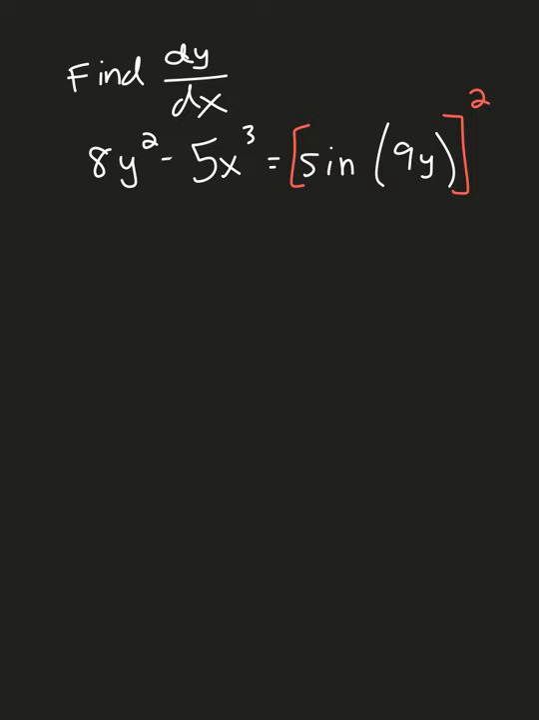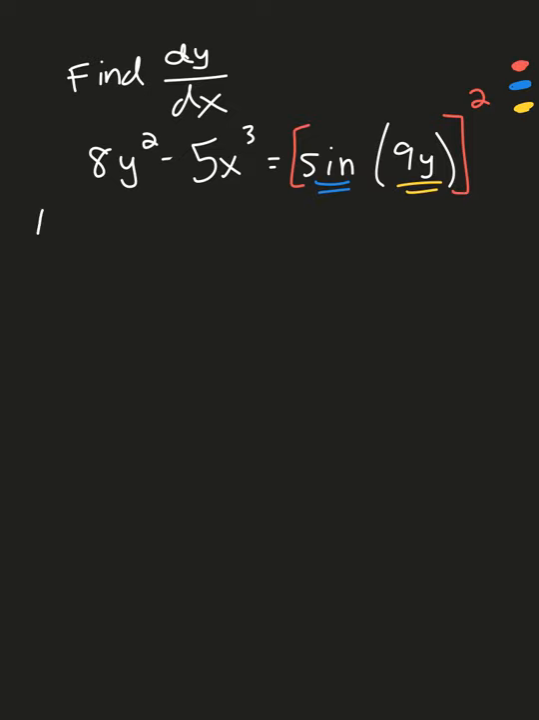The middle layer is the sine function itself, which I'm going to color code in blue, and the innermost is the angle, which I'm color coding in yellow. So with chain rule, you always work from the outside in. So I know that I'm going to start with doing the derivative of the red, then the blue, then the yellow.